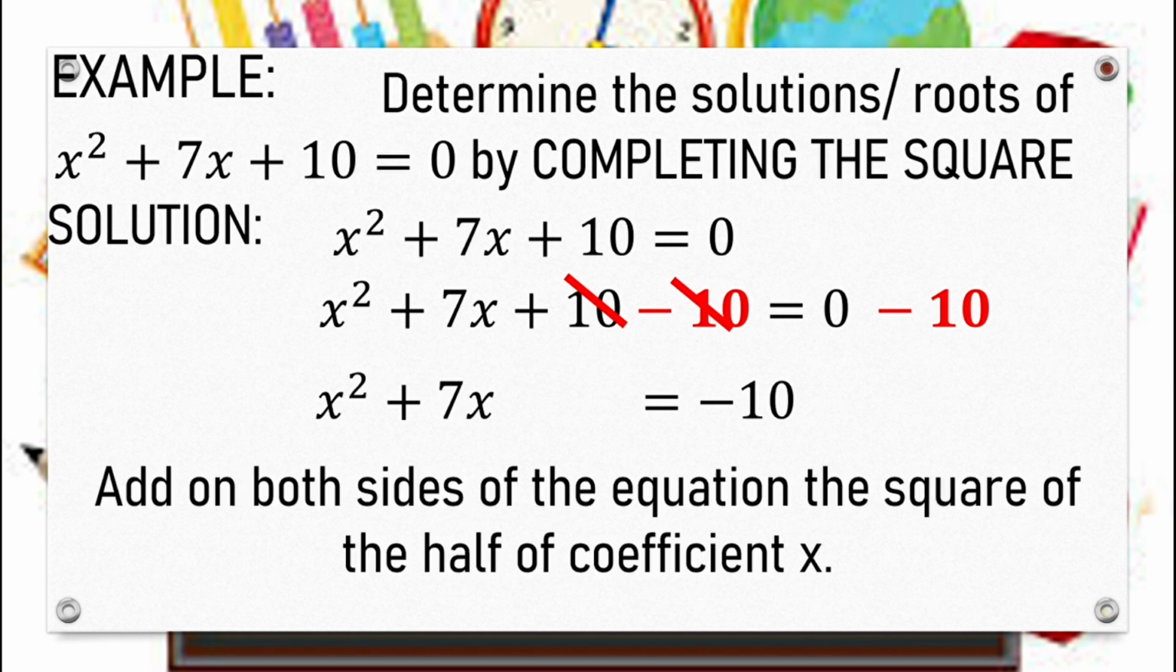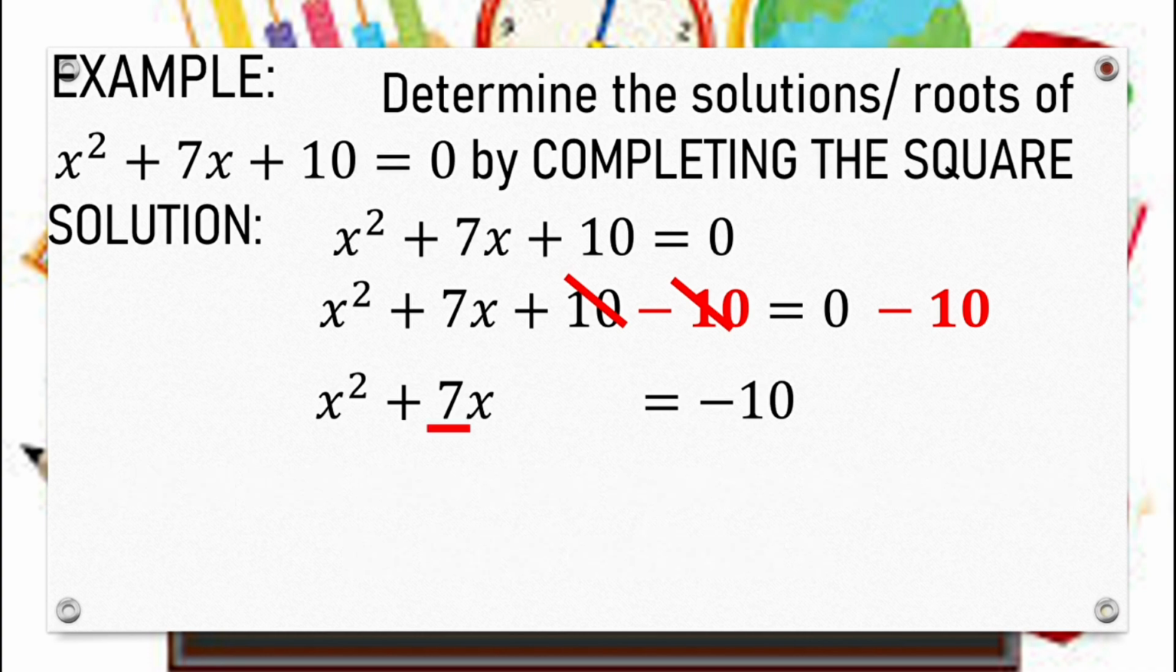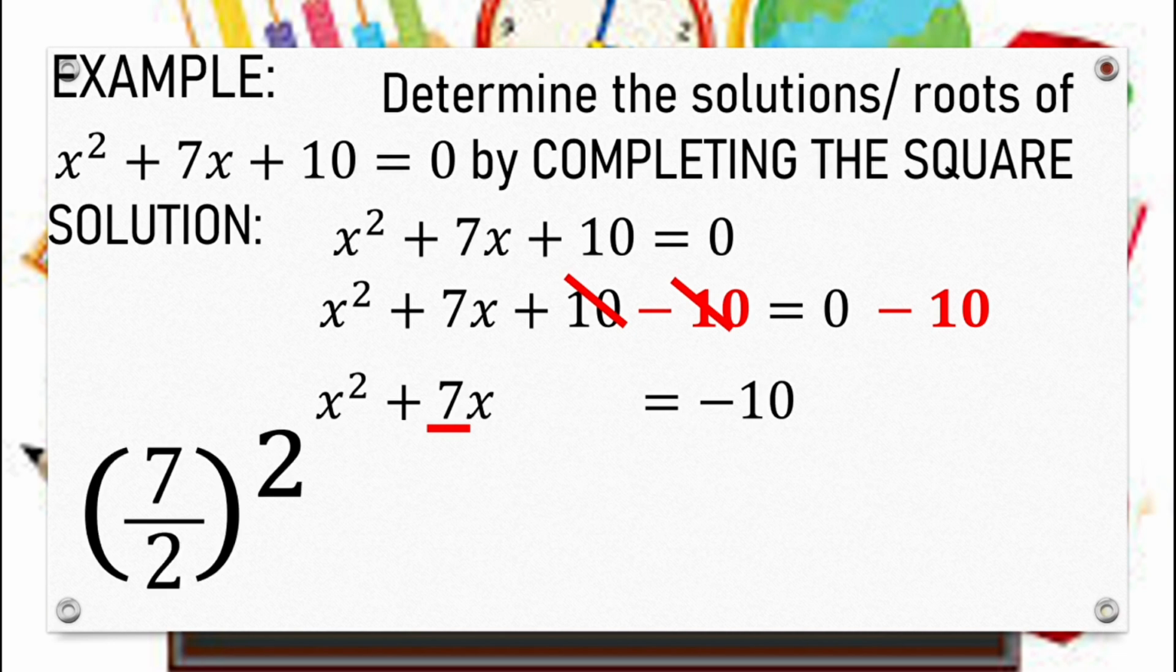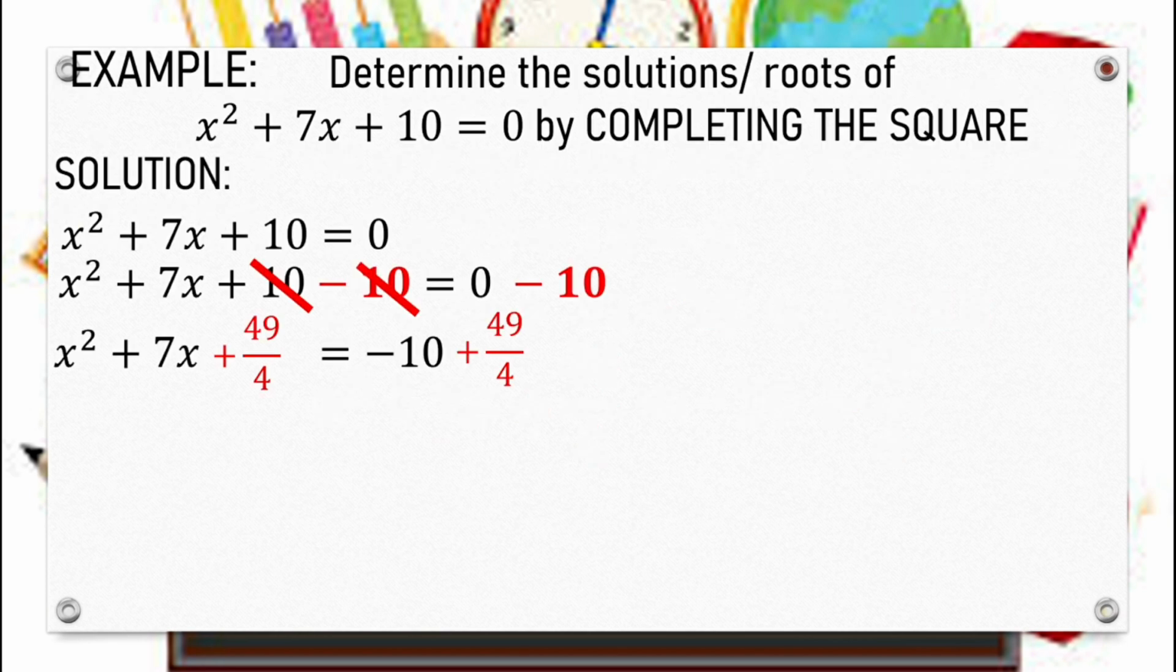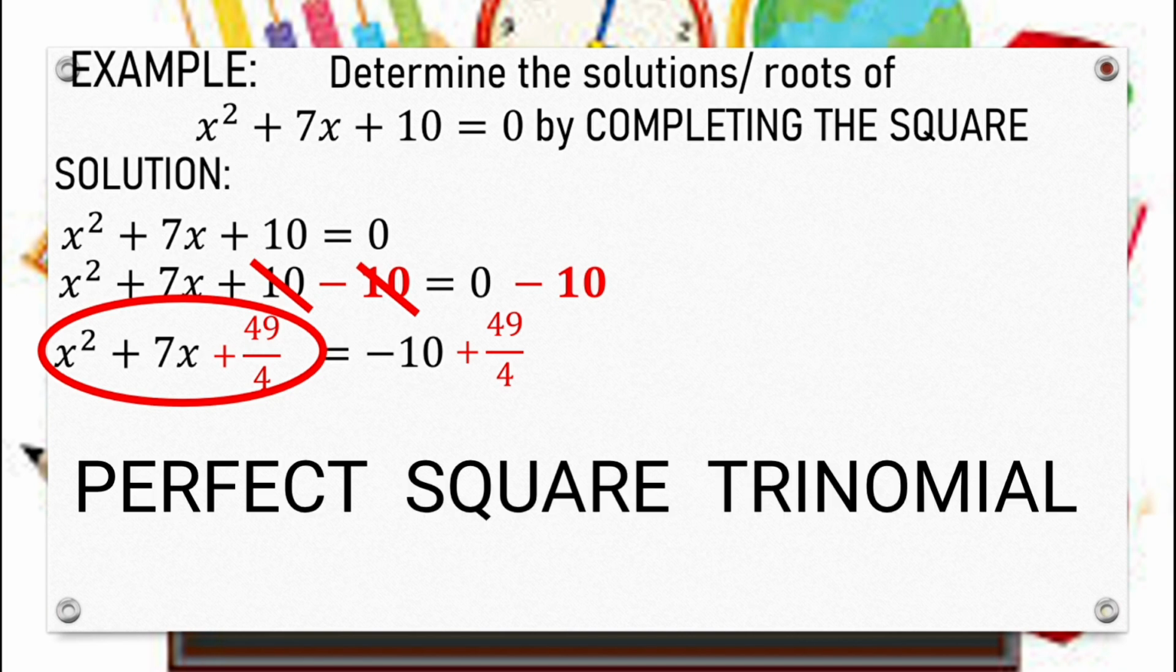Then, we will add on both sides of the equation the square of the half of coefficient x. In this certain example, x has a coefficient of 7. Here, we will get half of 7, square it, and add this on both sides of our equation, making our left side of the equation x squared plus 7x plus 49 over 4 a perfect square trinomial.